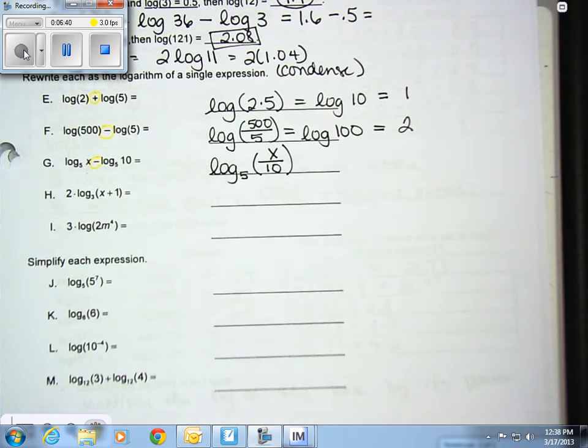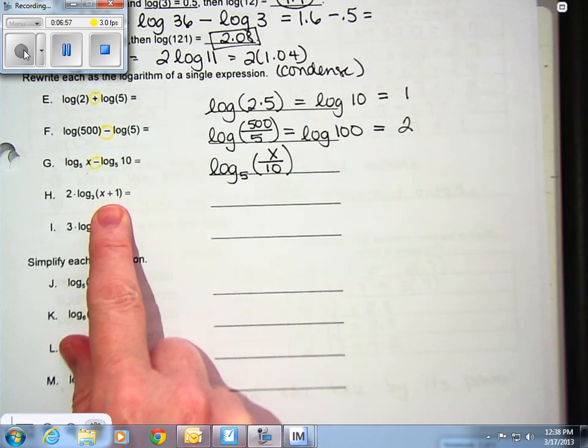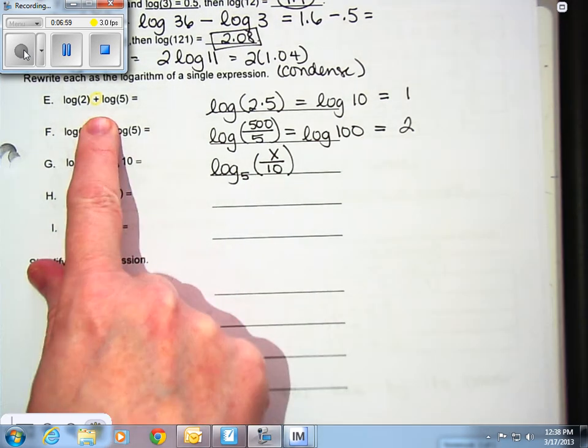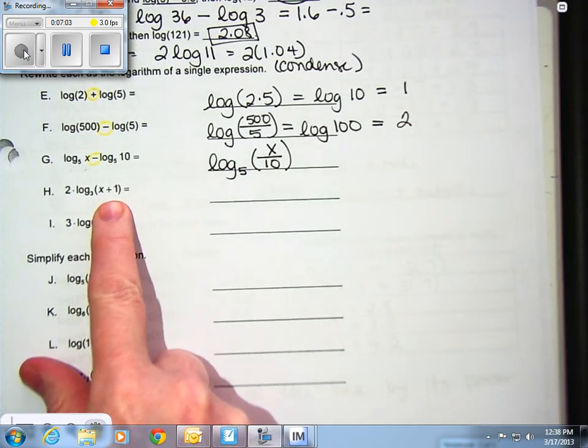I can't actually divide x by 10 because I don't know what x is, so there's really nothing else I can do to that problem. I can't simplify it any further. So now I'm going to look here. A lot of times students will see this plus on the inside and think that they need to change that to multiplication. No, the rule is that the plus has to be on the outside and you put a times on the inside. If there is a plus on the inside, it just has to stay there.